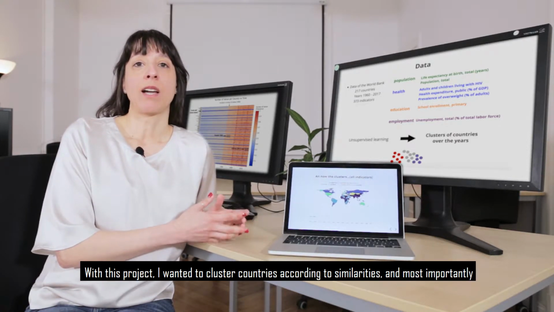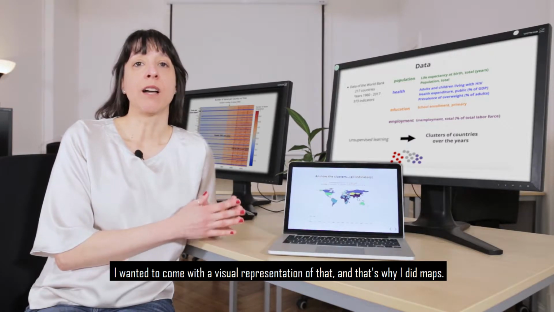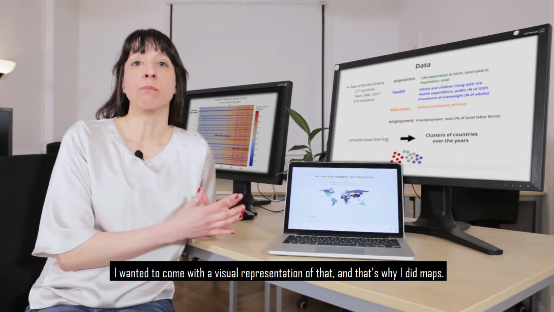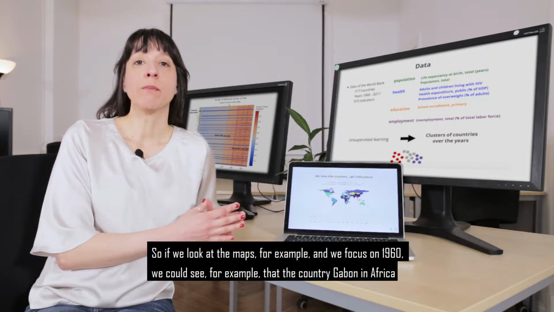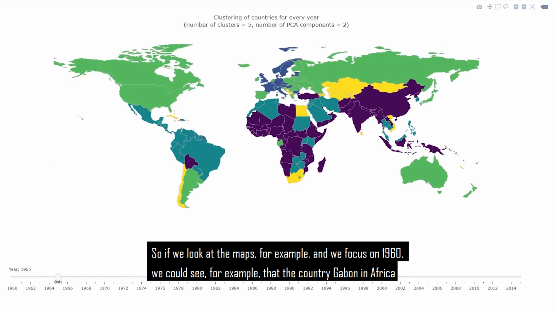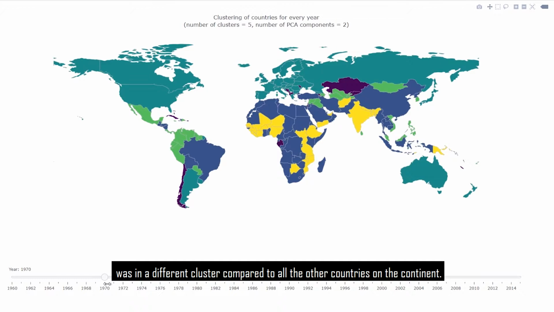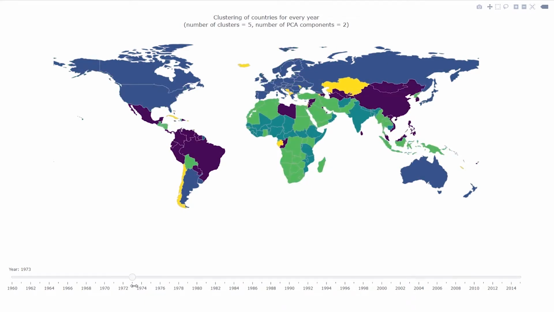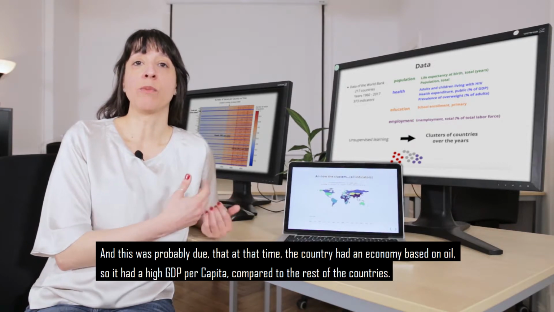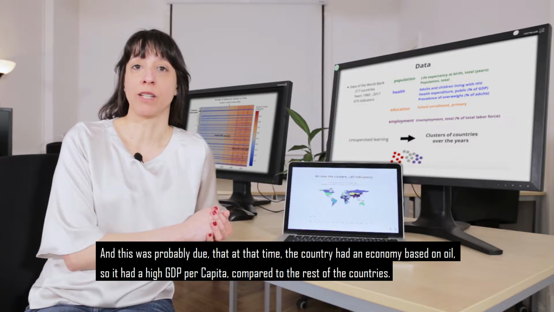With this project, I wanted to cluster countries according to similarities, and most importantly, I wanted to come up with a visual representation of that, and that's why I did maps. So if we look at the maps, for example, and we focus on 1960, we could see that the country Gabon in Africa was in a different cluster compared to all the other countries in the continent. And this was probably due to the fact that at that time, the country had an economy based on oil, so it had a high GDP per capita compared to the rest of the countries.